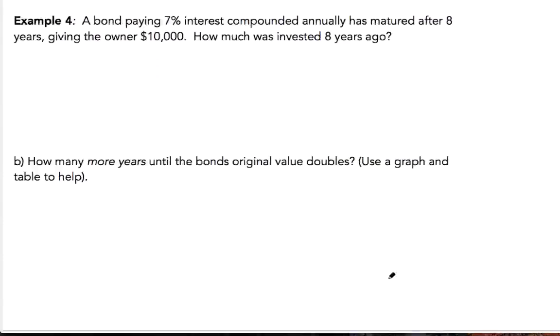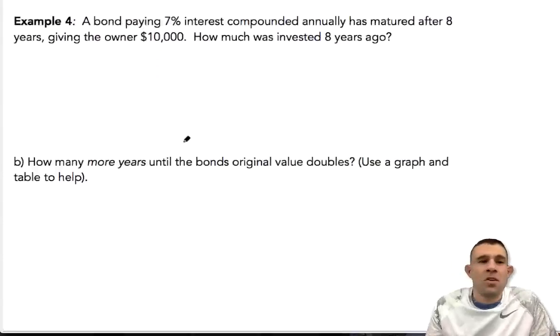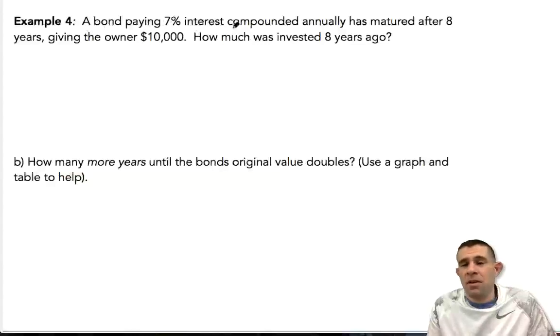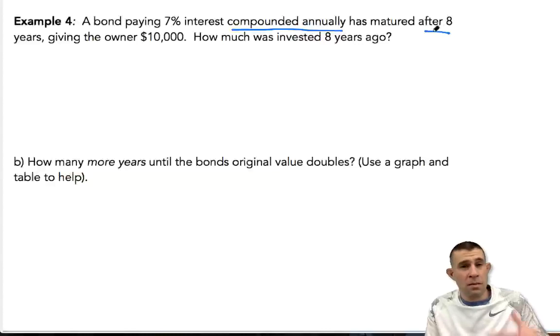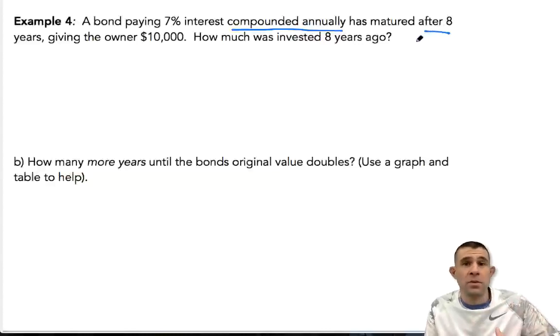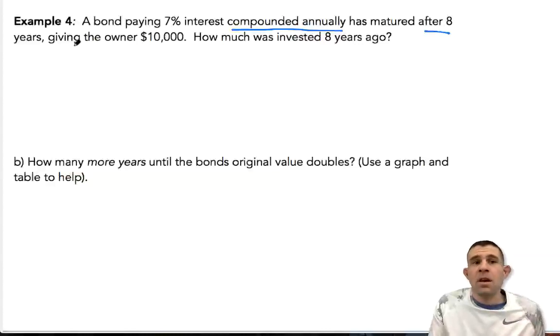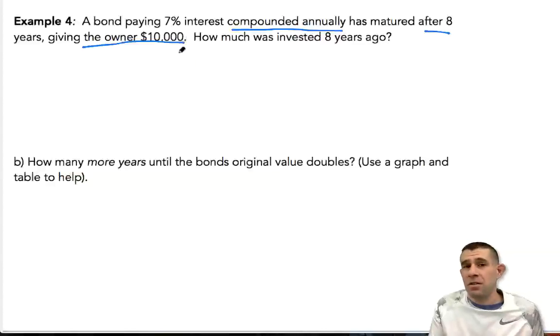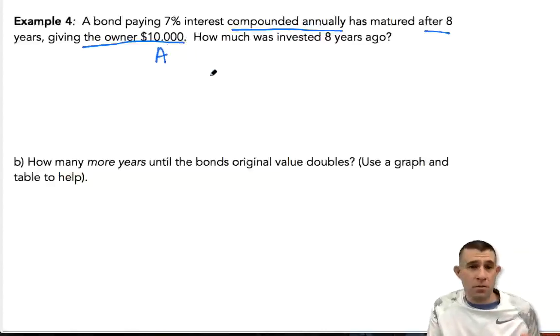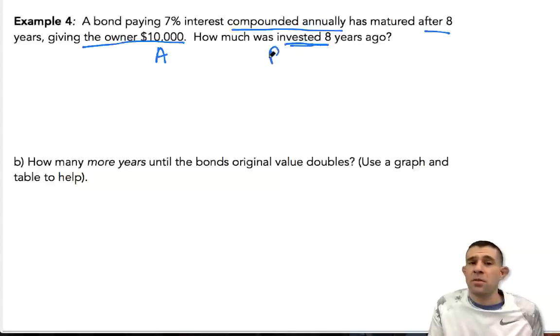All right, let's move into example 4 here. We have a bond that's paying 7% interest. It's compounded annually, and it has matured. Well, that means that it's kind of come due. It's ready to be withdrawn now. And it gives the owner $10,000. In other words, this is the amount that it's worth. How much was invested 8 years ago? So in this case, we want to find the principal amount.